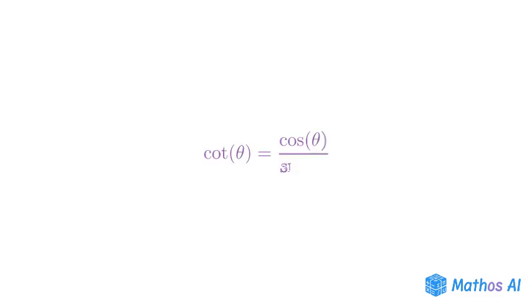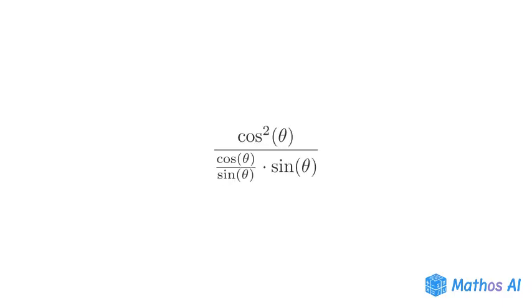Next, we focus on the denominator. We have cotangent theta multiplied by sine theta. Remember, cotangent is simply cosine theta divided by sine theta. So our entire expression now looks like this.